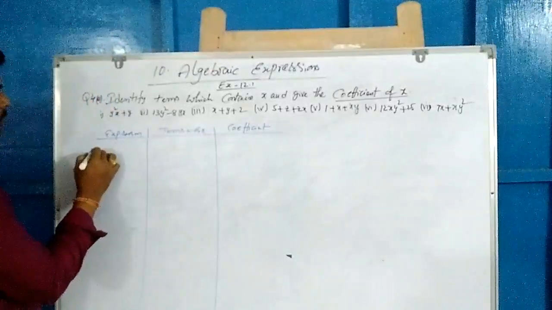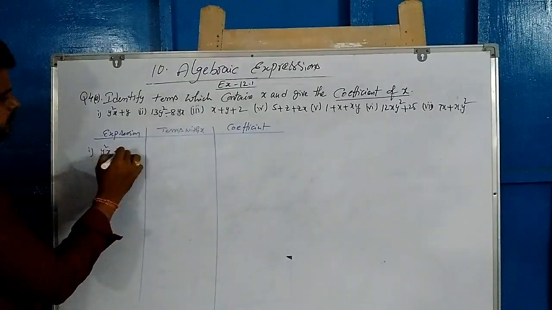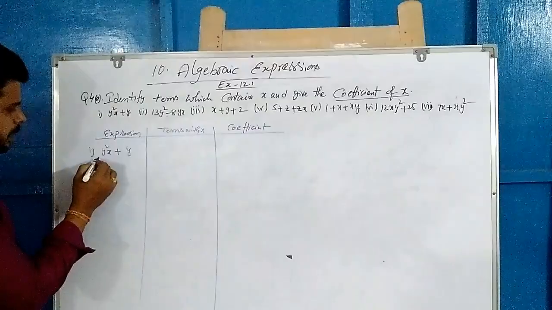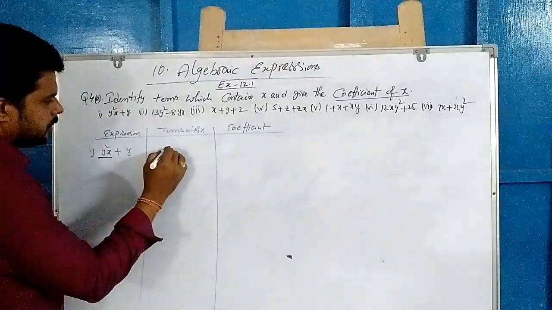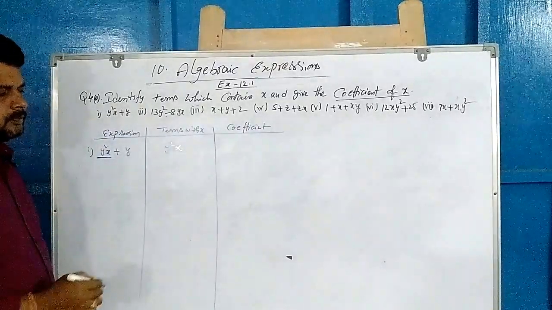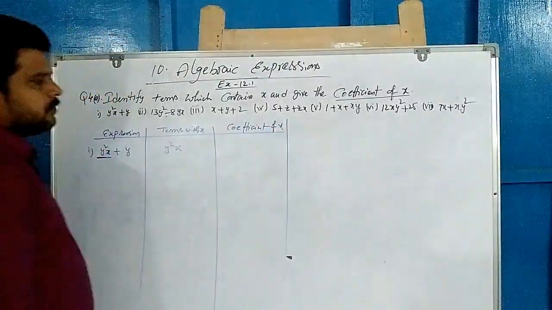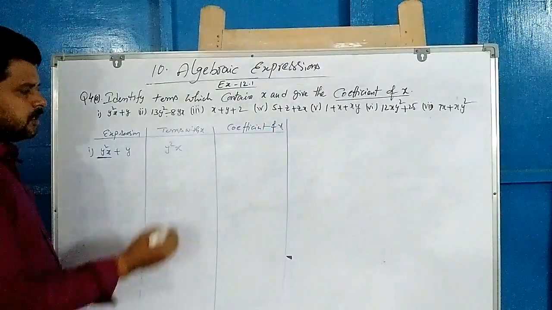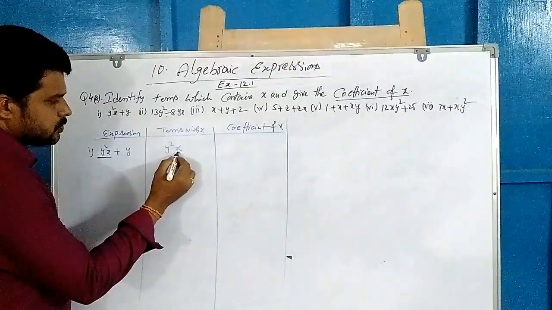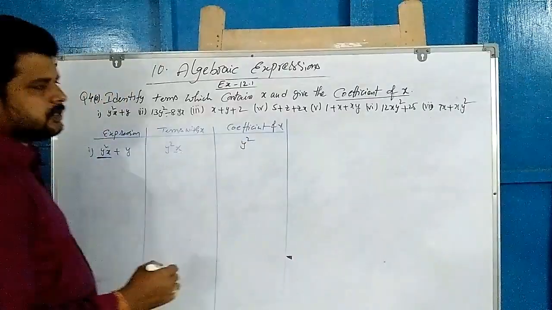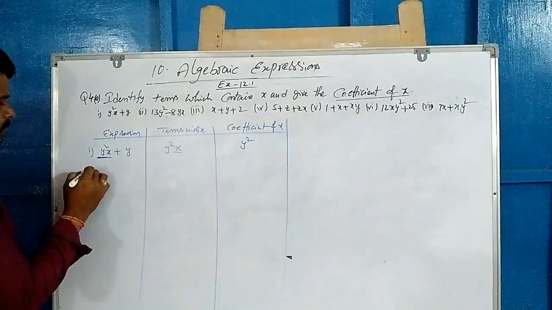So what is the first one? y square x plus y. We need terms with x. So the term with x is only y square x. Now coefficient of x, what do we need? x is multiplied with y square. So y square is the coefficient of x.